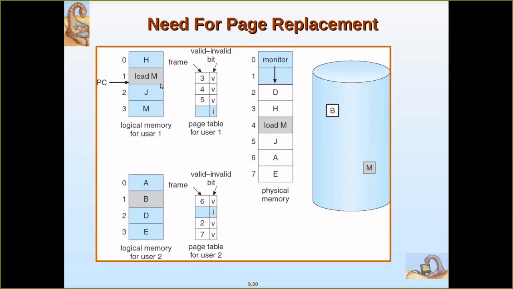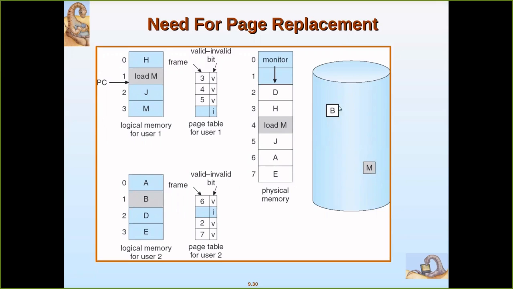Now, when it is executing page one, there is some instruction called load M. Load M means the value present in this page has to be loaded. But that page is present in the secondary storage, not in the main memory. So when it checks the page table, it finds the entry invalid, that is, that particular page is not in the main memory. So now a page fault takes place and this page has to be brought into the main memory. But there is no space. So where will it be loaded?